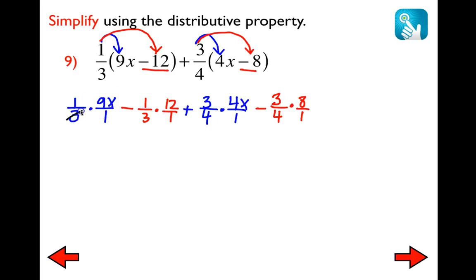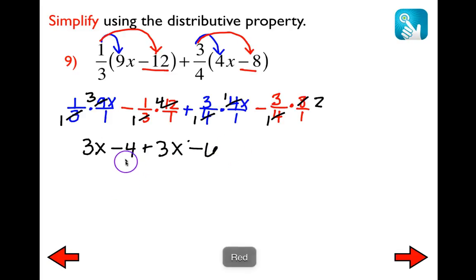Here I can divide by 3. 3 divided by 3 is 1. 9 divided by 3 is 3, leaving me with 3x. Here I can also divide by 3. 3 divided by 3 is 1. 12 divided by 3 is 4, leaving me with minus 4. Here the 4's cancel each other out, leaving me with 1's. So here I'm going to have plus 3x. And last but not least, I can see that a 4 and 8 have a 4 in common, so 4 divided by 4 is 1. 8 divided by 4 is 2, leaving me with minus 6.